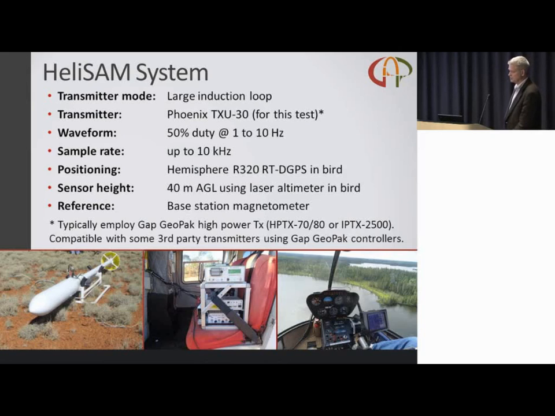Positioning is very accurate using real-time differential GPS in the bird, where the mag sensor is, and the sensor height is normally 40 meters above ground level. And again, the laser altimeter records that in the bird for accuracy. And then we use a base station reference for the processing of the data.